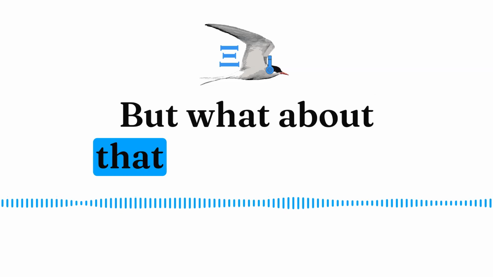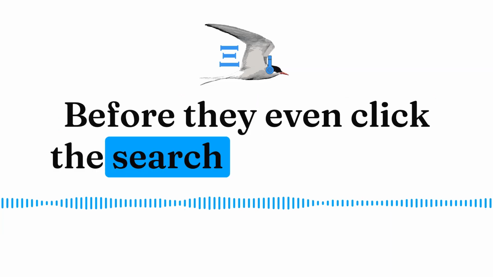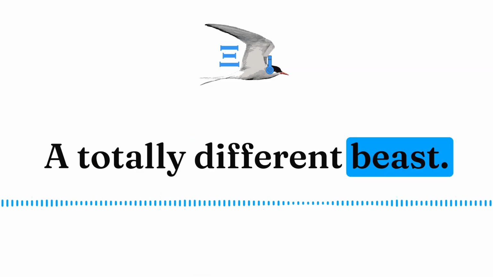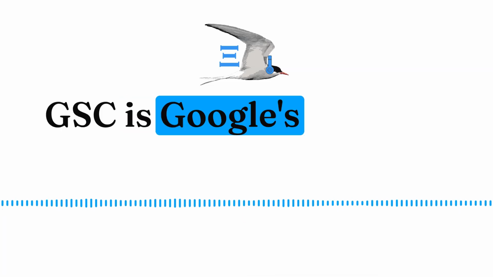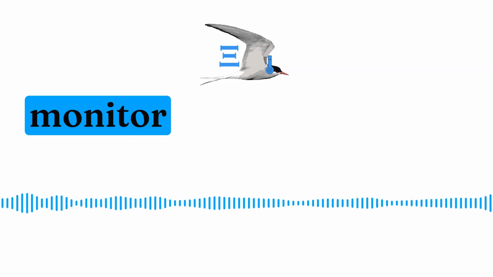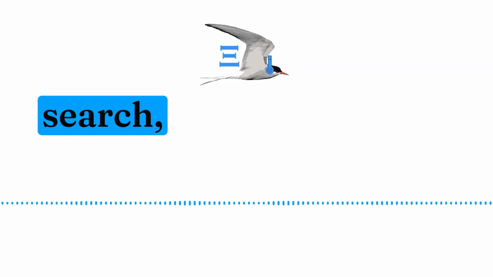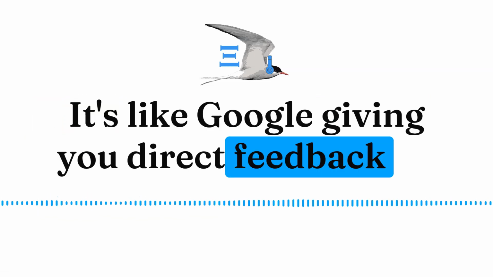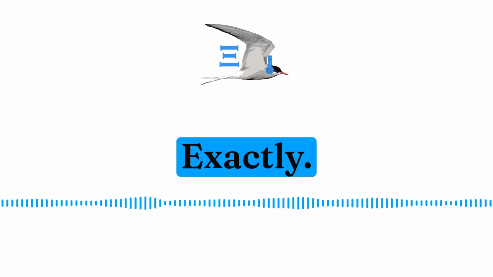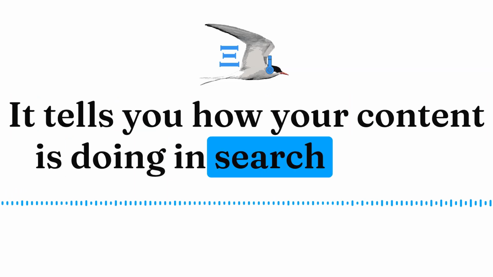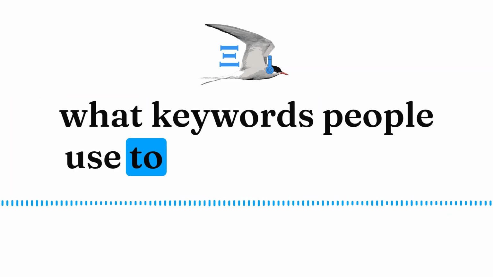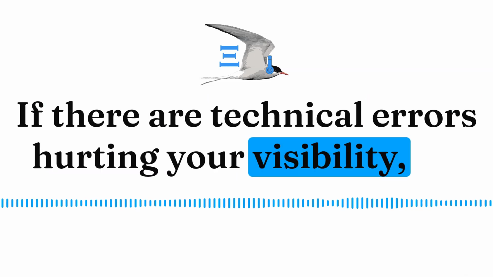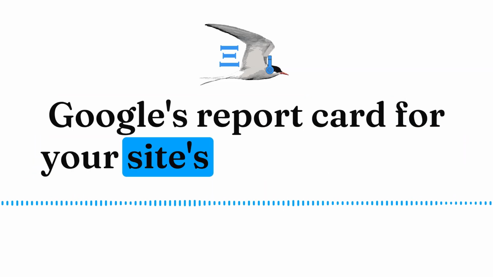Right. But what about that whole world before they even click, the search results page? That's where Google Search Console comes in, isn't it? Yeah. A totally different beast. Totally different, yeah. GSC is Google's free tool specifically to help you monitor and manage your site's presence in Google Search. It's all about SEO and organic performance. So it's like Google giving you direct feedback on how it sees your store. Exactly. It tells you how your content is doing in search results, what keywords people use to find you, which pages are showing up, if there are technical errors hurting your visibility. It's Google's report card for your site's search health.